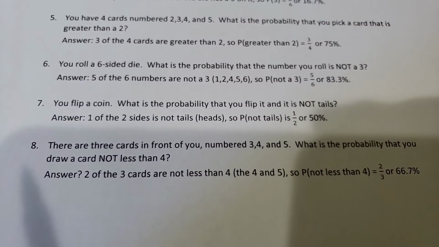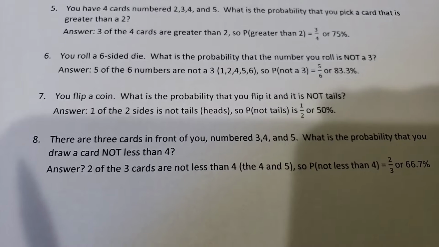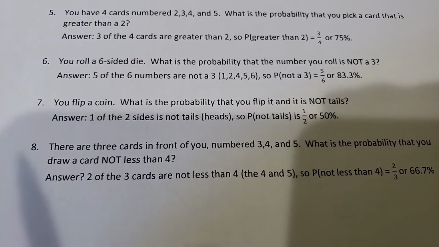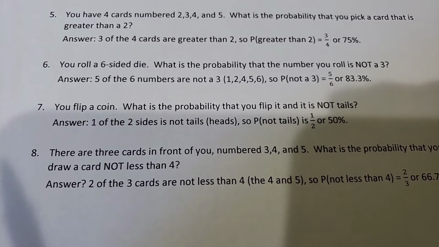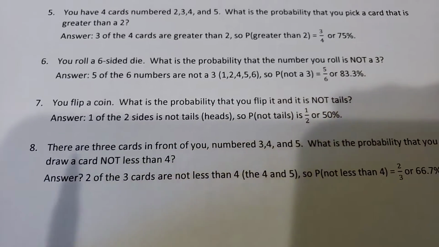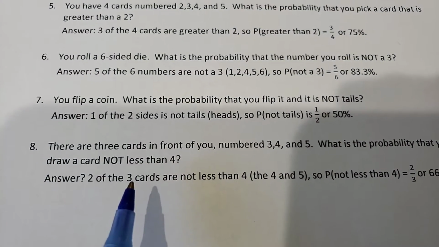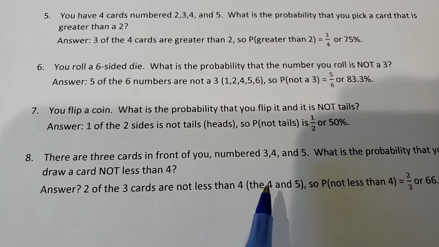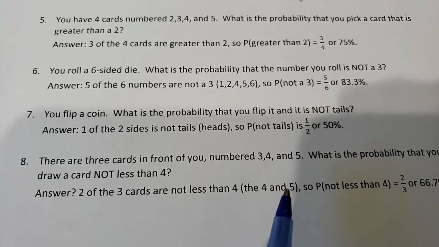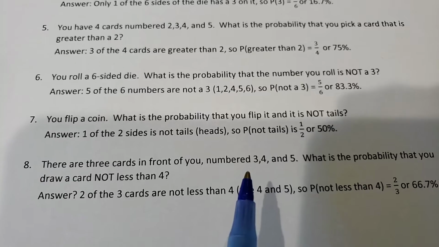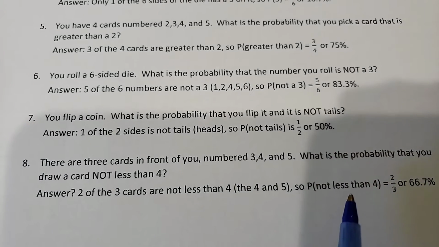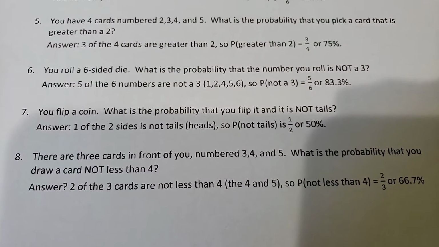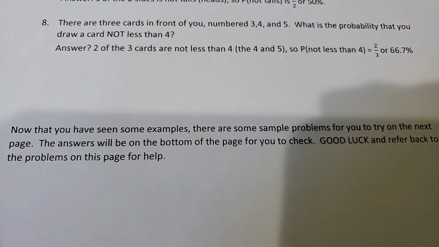And number 8: there are 3 cards in front of you, numbered 3, 4, and 5. What is the probability that you draw a card not less than 4? Now these get kind of tricky. You really have to think about how it's being worded, so they can be confusing. 2 out of the 3 cards are not less than 4: the 4 and the 5. 4 is not less than 4, it is 4, and 5 is not less than 4. So 3 wouldn't count because 3 is less than 4. So the probability of not less than 4 is 2 out of 3, or 66.67%.